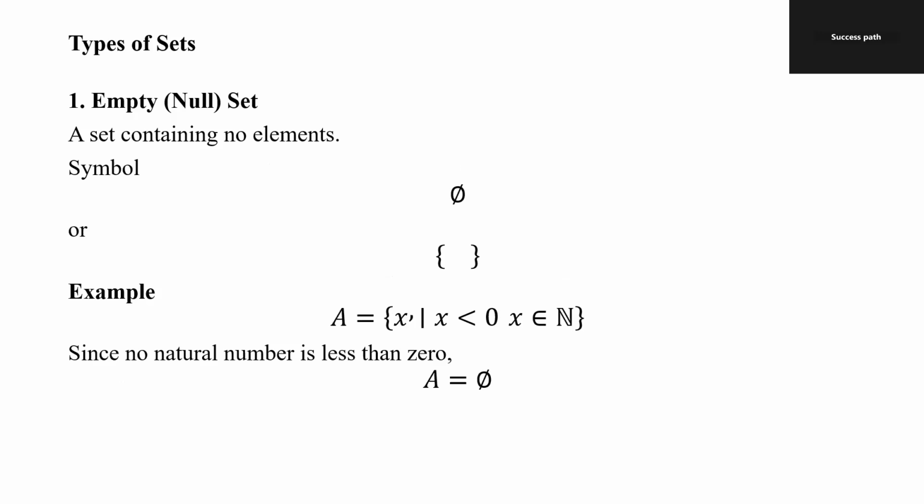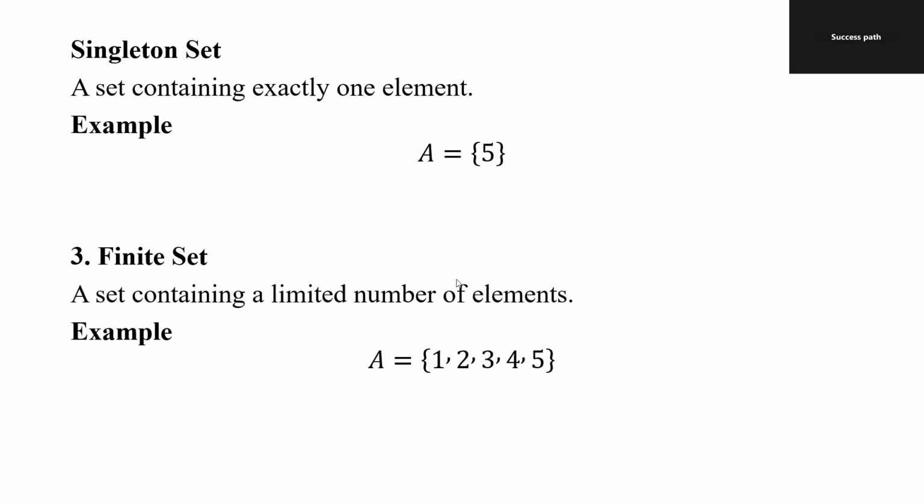Now, types of sets. What are the types of sets? This is very simple. First, the empty or null set: a set containing no elements. For example, {x | x < 0} with natural numbers is an empty set. Next, the singleton set: a set containing exactly one element, for example A = {5}.